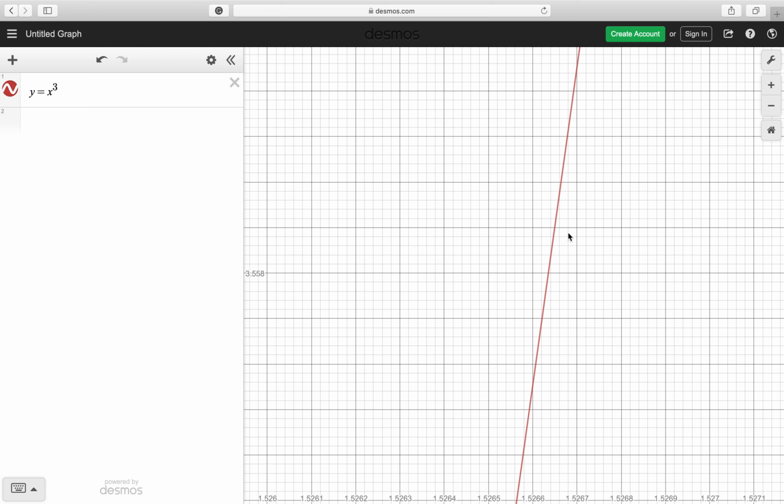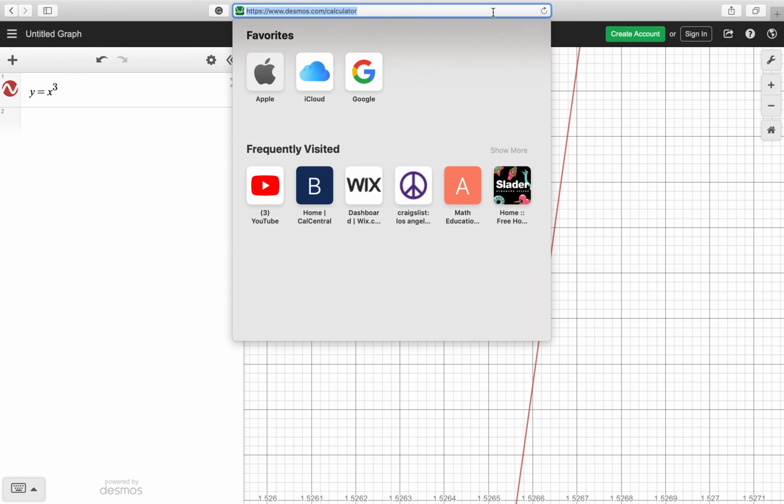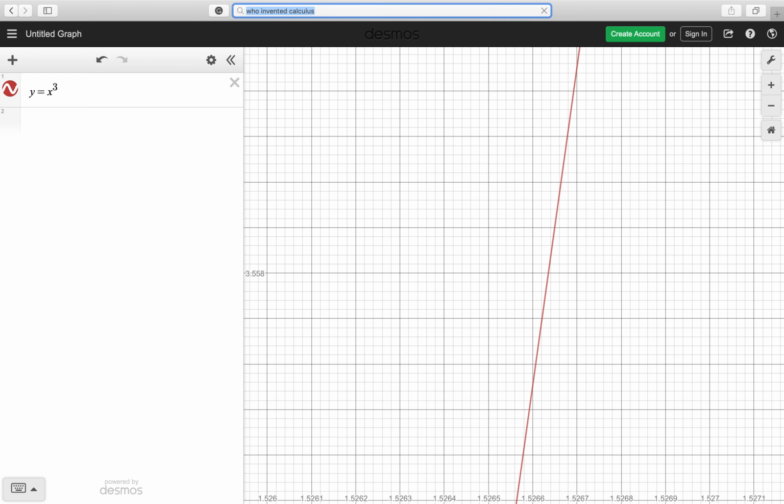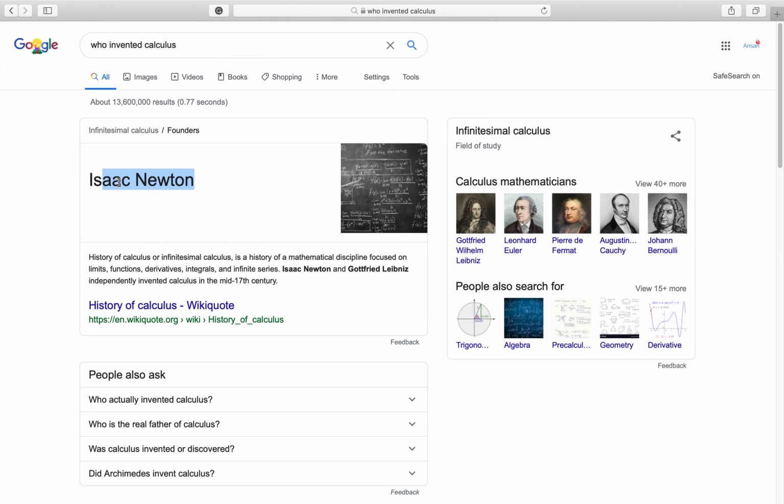Now, let's talk about the inventor of calculus. So if we search on Google, who invented calculus? Let's see. Usually we get Isaac Newton, but also there's a lot of arguments that Leibniz was the inventor of calculus as well. And I think a good way of looking at this is they were actually both the inventors. They were thinking about the same thing at the same time, essentially, and they were doing it for different reasons.